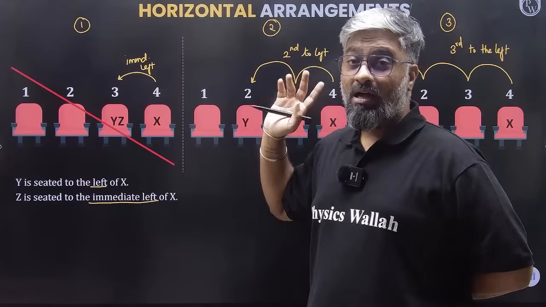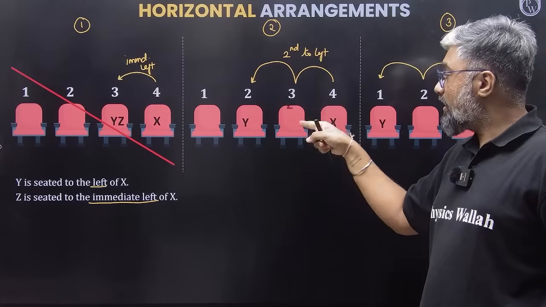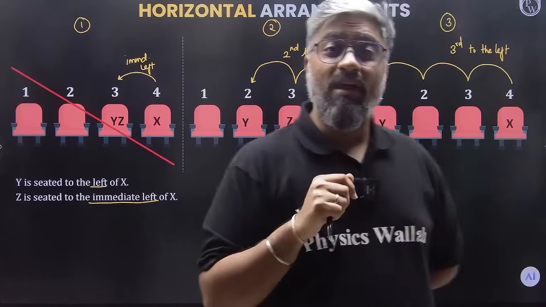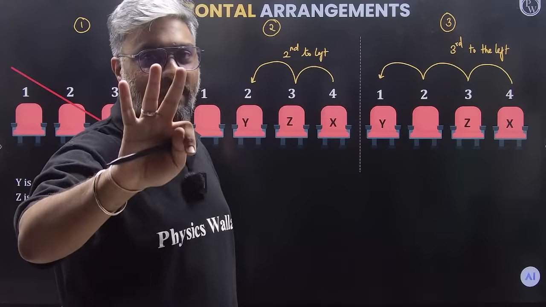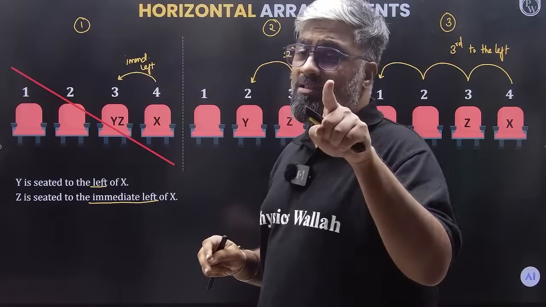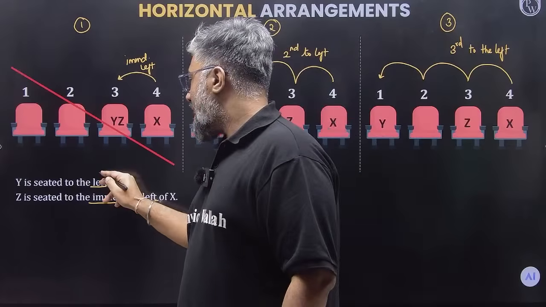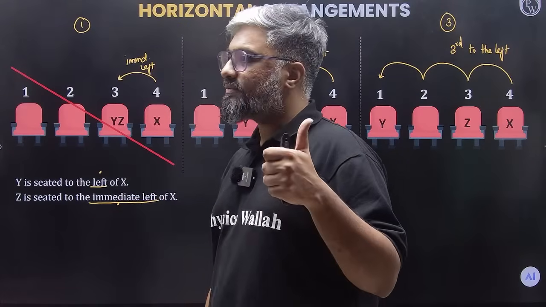So this will get eliminated. However, we will have Z on seat number 3. Here it is possible. Same way on seat number 3. Here also it is possible. So out of 3 cases, we've eliminated 1. We're still left with 2 cases. Works? So this is the biggest difference between left and immediate left. Cool? Works, everybody?